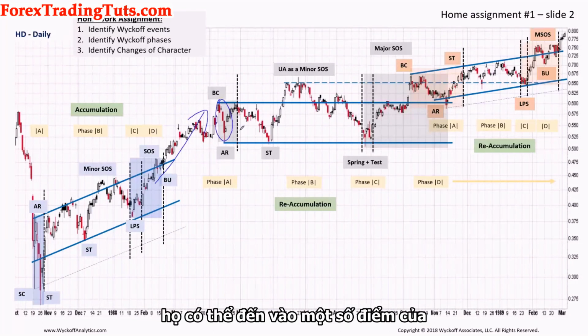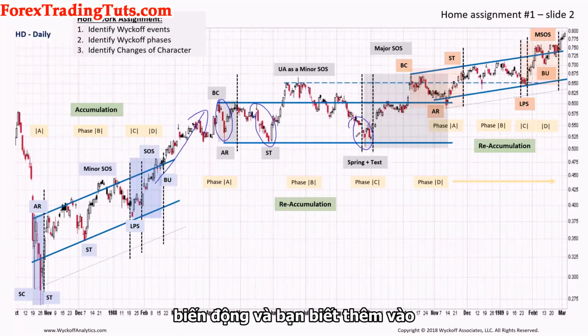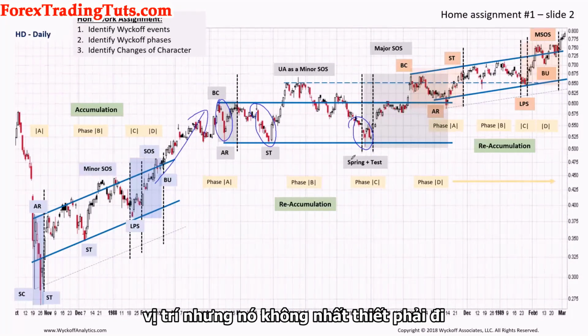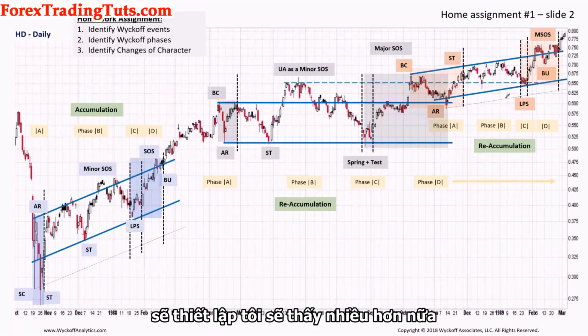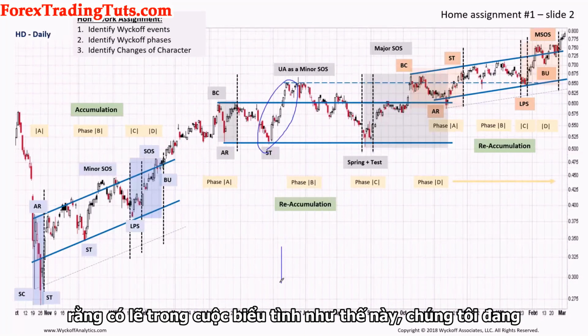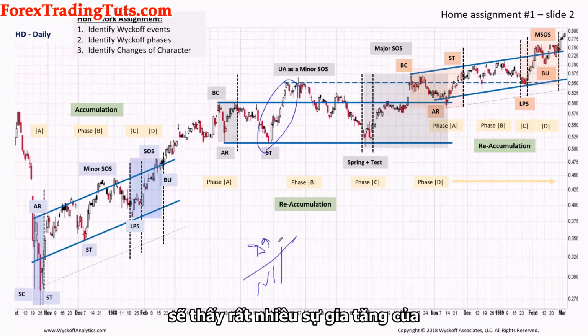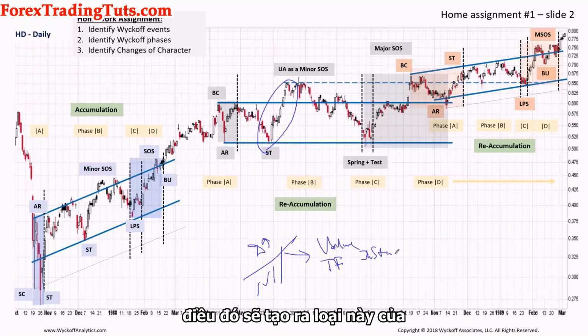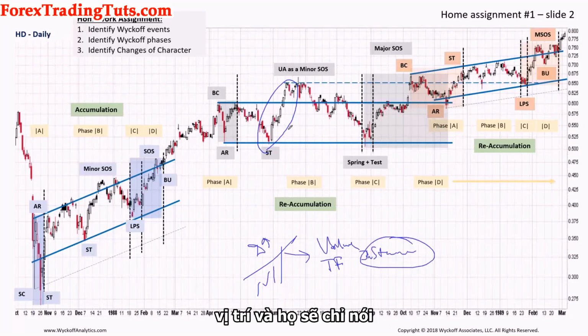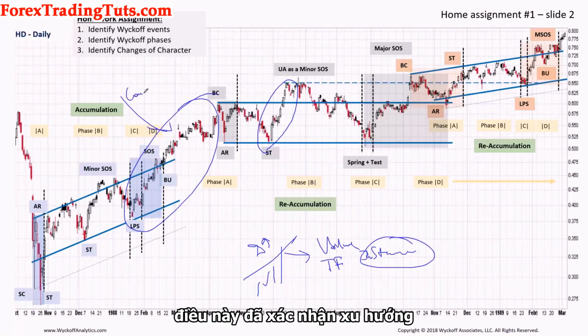Well, they might come in on some points of the volatility and add to the position, but it's not necessarily going to be a very extreme, big position that they're going to establish. I would see even more that maybe on a rally like this, we're going to see a lot of increase of the demand signature, and that's going to be some kind of value or trend following type of institution that's going to create this type of position, and they're just going to say, wow, this has confirmed the trend.